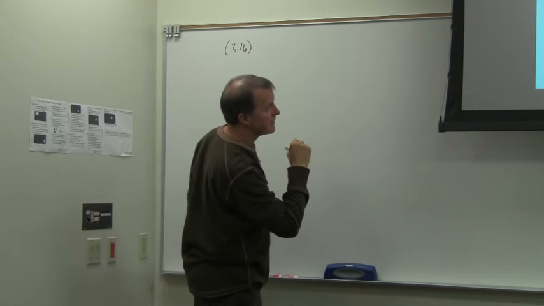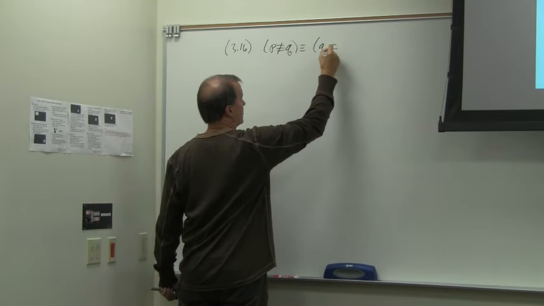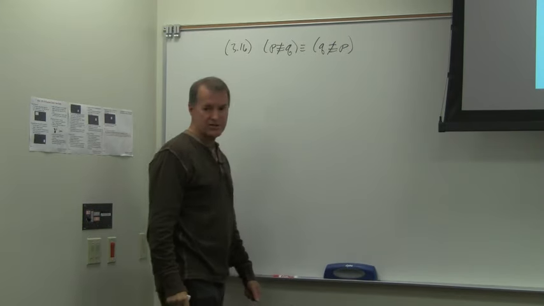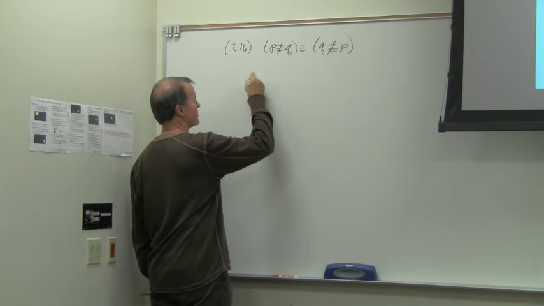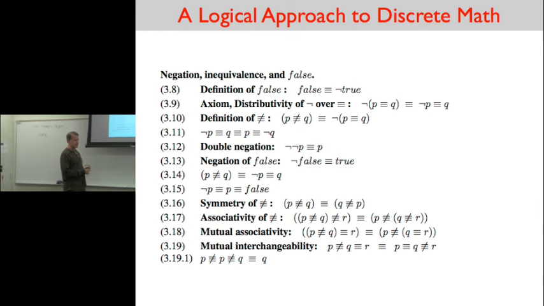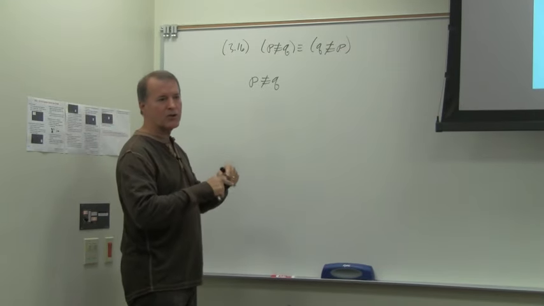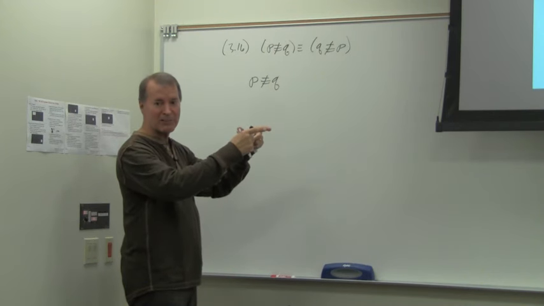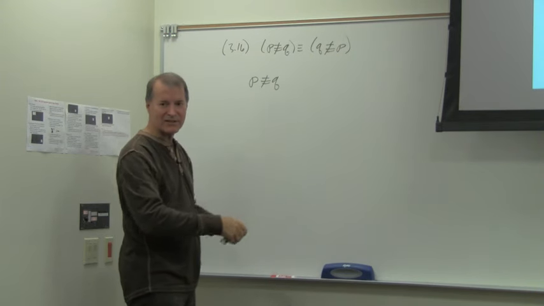3.16: P not equals Q equals Q not equals P. We're going to start with one side and get it to the other using our previous principle. So we start with P not equals Q. The first thing is, yes, you're right, we're going to use 3.10. What we're trying to do is get a property of not equivalence in terms of equivalence, which we know something about, then manipulate it on the equivalence side and get back to the not equivalence, and then we'll have it.